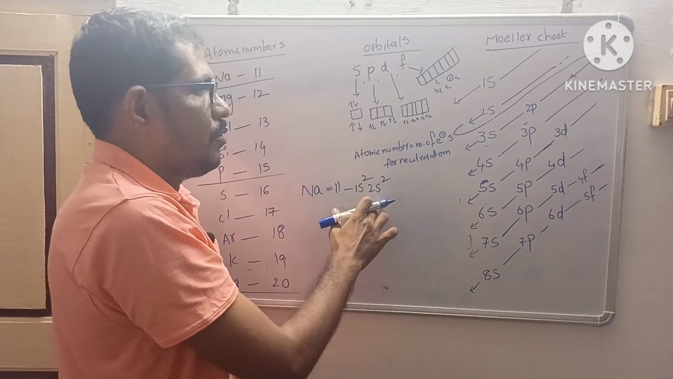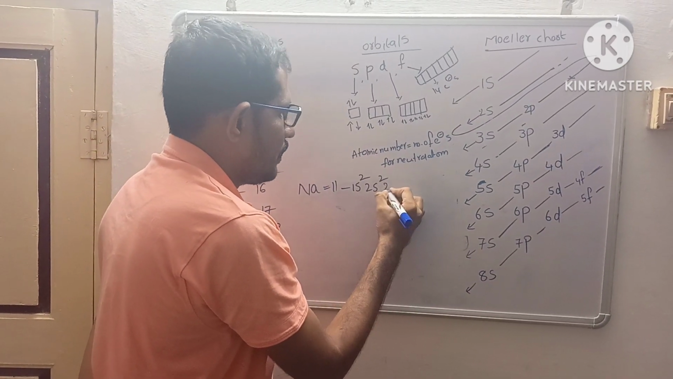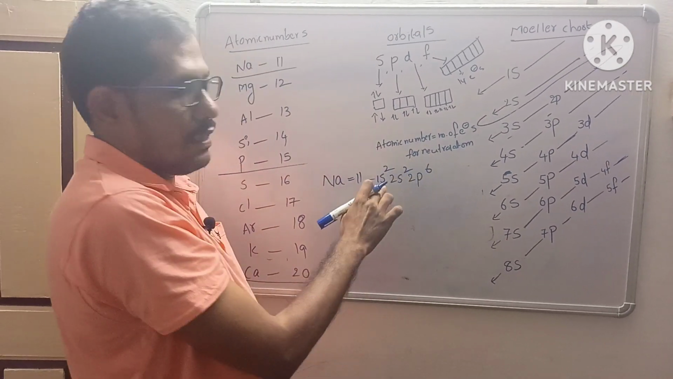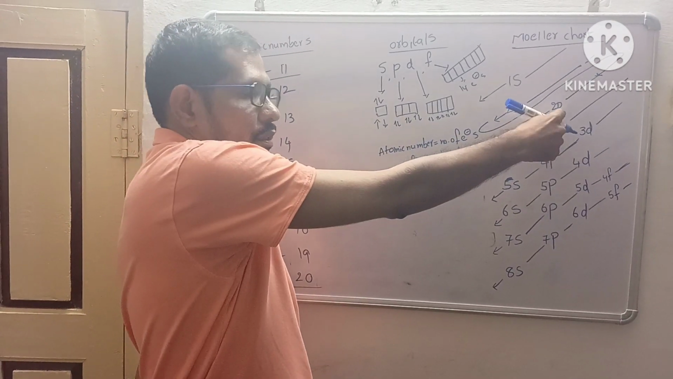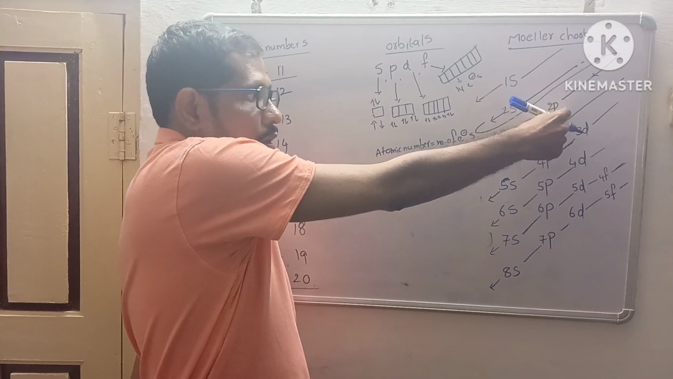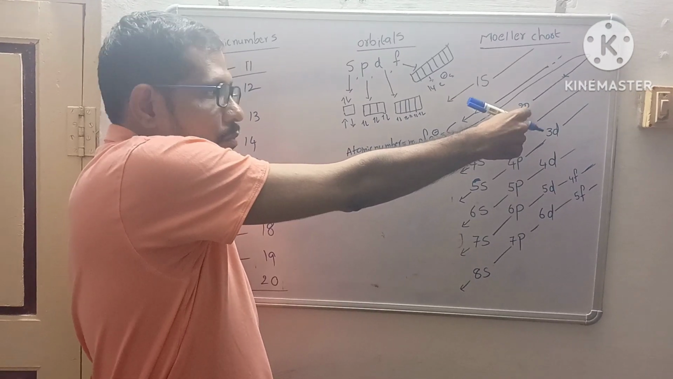Then 1s2, 2s2, and then write 2p6. 6, 8, 10. We are left with one more electron. See, take the help of the Aufbau diagram. After 2p, what is coming? You need not memorize anything.